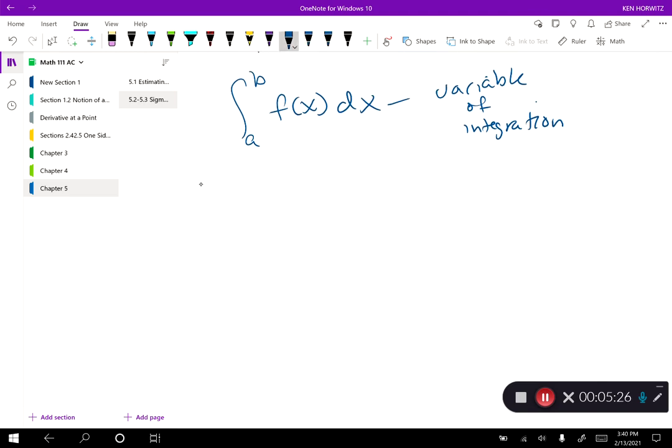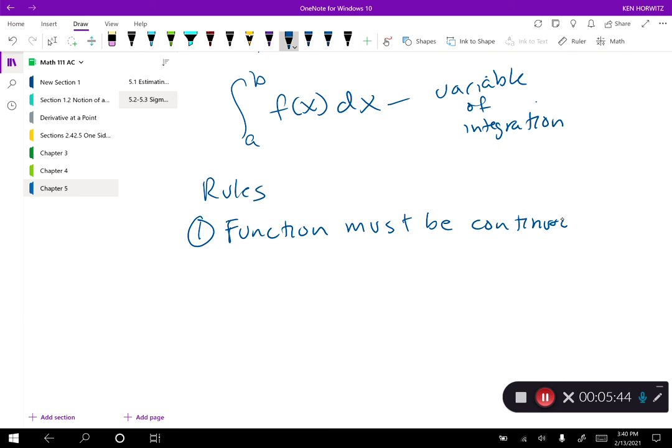All right, so the first rule is that the function must be continuous on the interval. If it's not continuous on the interval, there are things we can do, but we can't just do a straightforward integral.